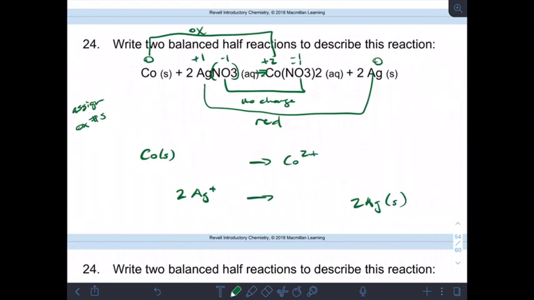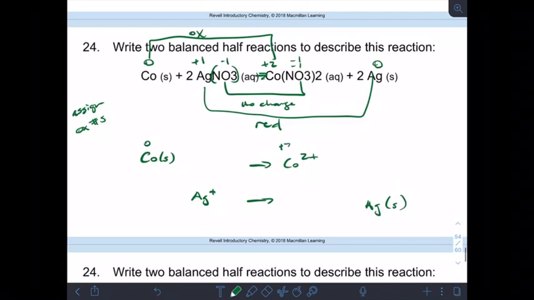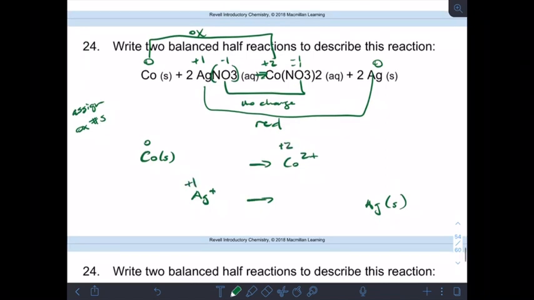Okay. Now, taking a look at that silver part, we may or may not need to eliminate those twos because they're the same on both sides. Okay, I'm thinking that we will. So let's go ahead and take those twos out because we want our lowest multiples. Okay, so I find it's convenient to keep my oxidation numbers. So I've got a 0 and a plus 2 and a plus 1 and a 0.